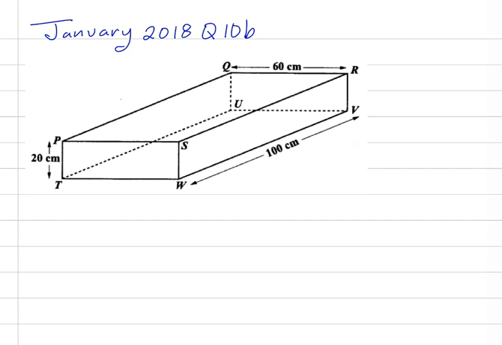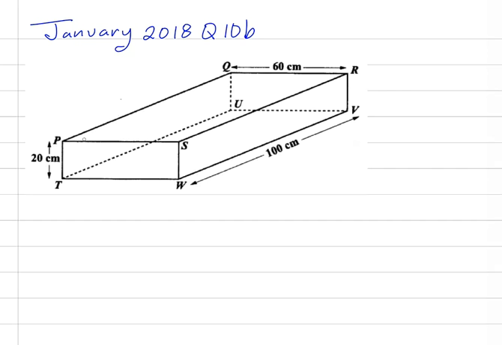All right, January 2018, question 10b. It says the diagram below shows a cuboid. Give your answers correct to one decimal place. A straight adjustable wire connects R to P along the top of the cuboid. Calculate the length of the wire RP.